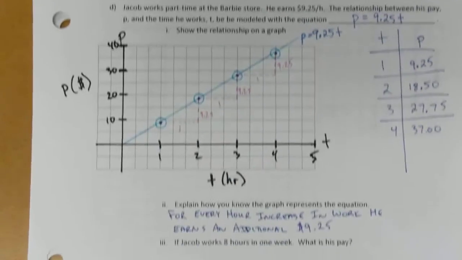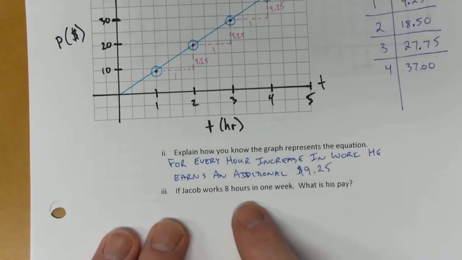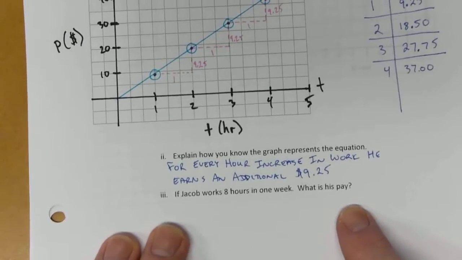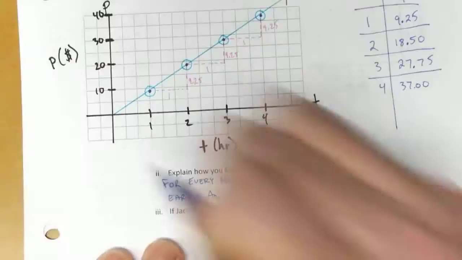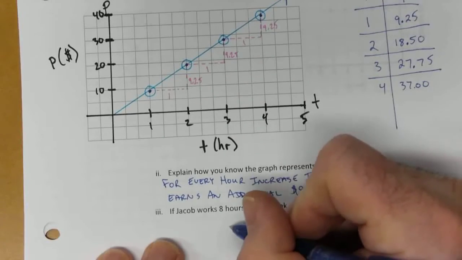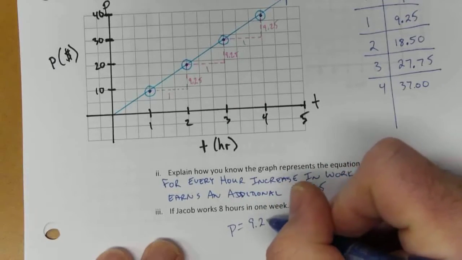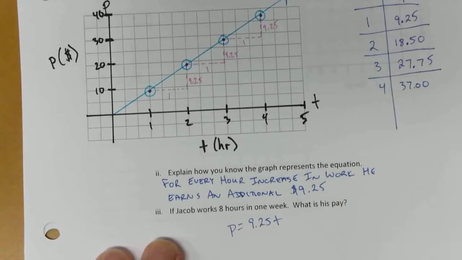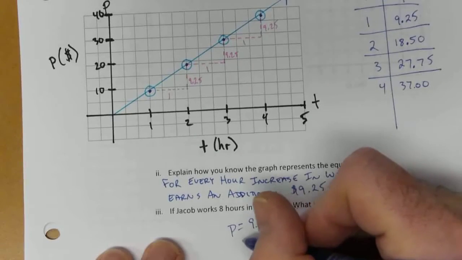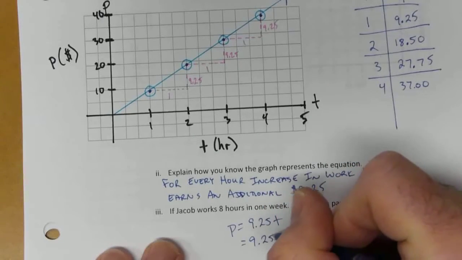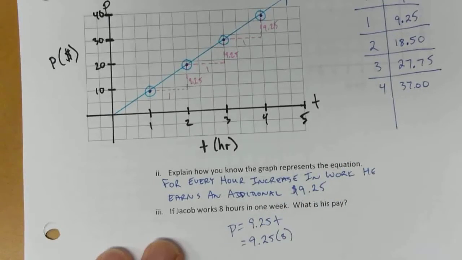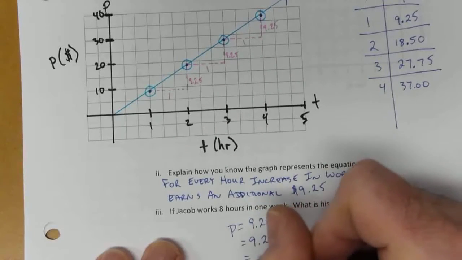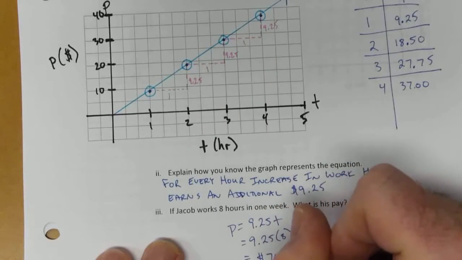Part 3. If Jacob works 8 hours in 1 week, what is his pay? Well, in this case, you don't even need to use the graph. We have an equation to use. P is equal to 9.25 times T. So if he works 8 hours, you substitute that in for T. And you do your calculation, and it works out to be $74.